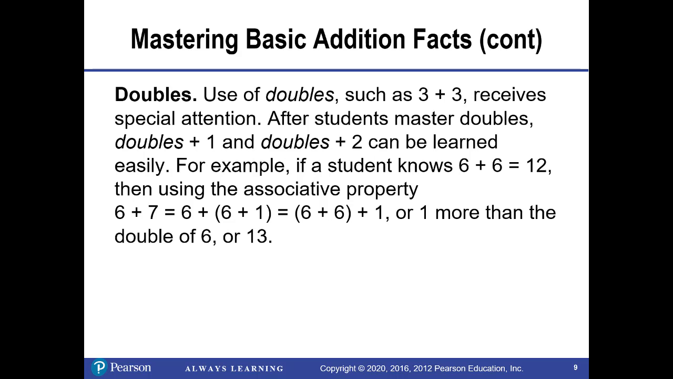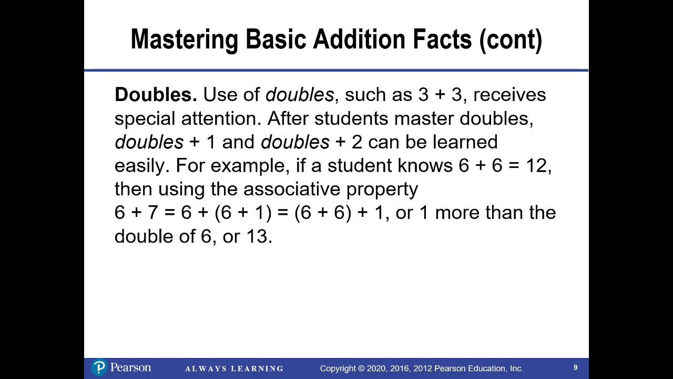Another strategy is using doubles. Students pretty early get really good at doubling things. So they can learn that 3 plus 3 is 6, or that 5 plus 5 is 10, or even that 7 plus 7 is 14. Now this is probably going to happen a little bit later. This isn't necessarily first grade addition. But as students do more challenging addition problems, doubles might start showing up.